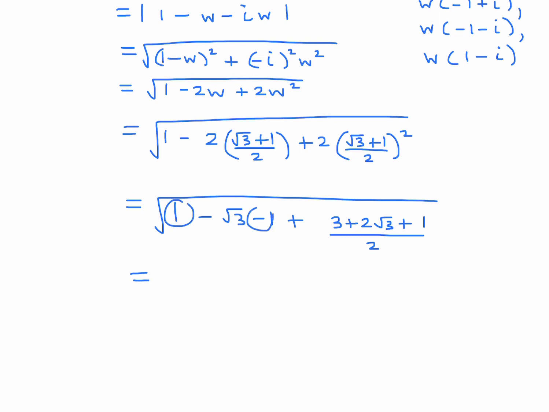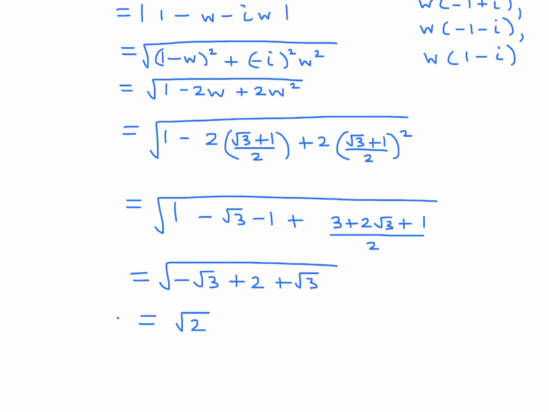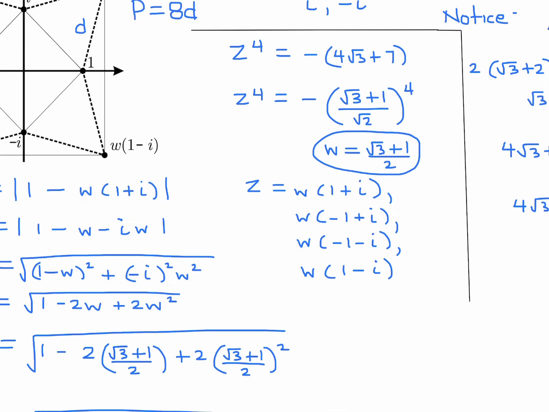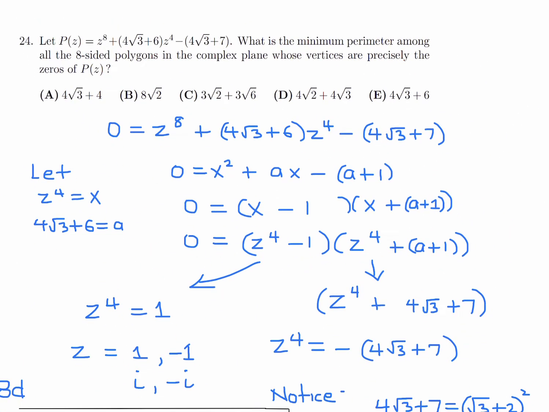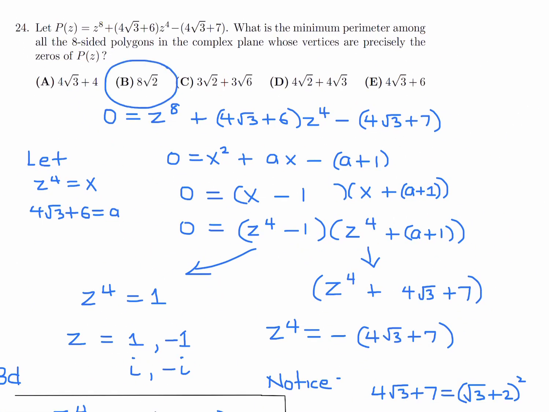So this one cancels with that one. So I'm just left with minus root 3. This is 3 plus 1 is 4. 4 divided by 2 is 2. And then I've got a plus root 3. So all I'm left with at the end is just root 2, and that is my d. And if you recall, the perimeter is 8d, so the perimeter is 8 times root 2. So that is the answer, 8 root 2, and therefore number 24, the answer is B.